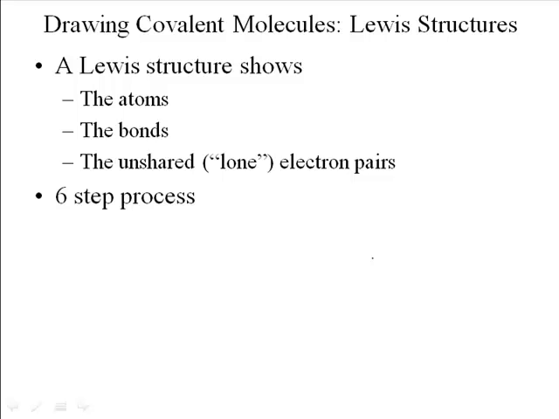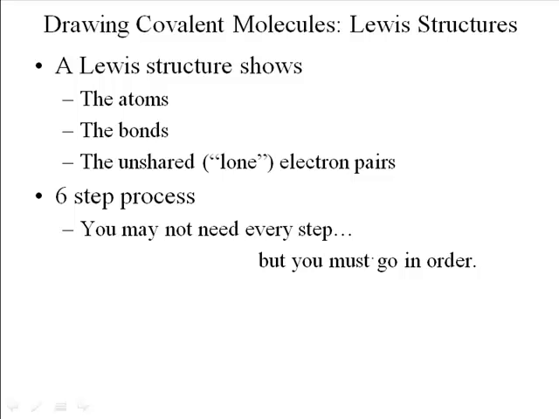To draw Lewis structures, there's a lot of different ways to draw them. I'm going to show you a 6-step process. These 6 steps are not always all needed, so you might be able to skip over 1 or 2 or even 3 of these steps, but make sure that you always go in order when doing Lewis structures. If you go out of order, you may end up with an incorrect structure. For our first example, let's draw the Lewis structure for carbon tetrachloride. Its chemical formula is CCl4.